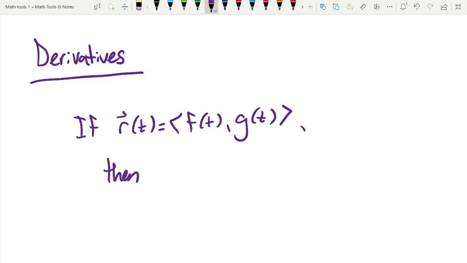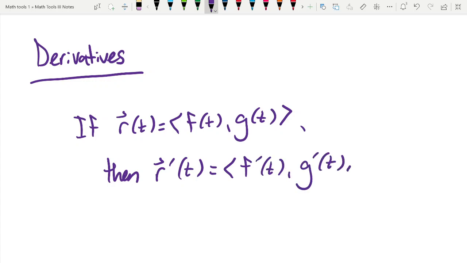Then r prime of t is equal to f prime of t and g prime of t. Okay. So same exact thing. You just take the derivative of each of the individual components.